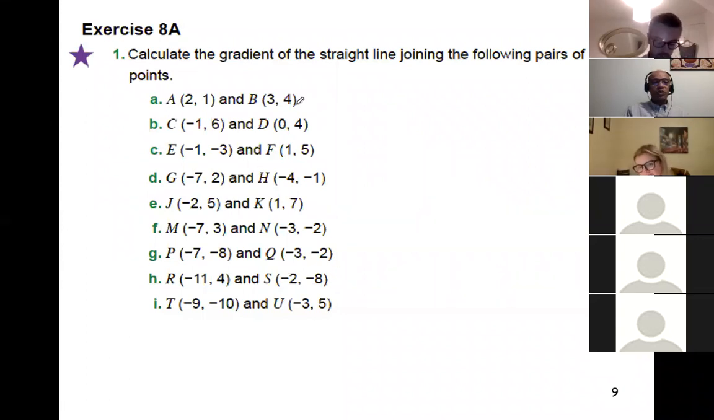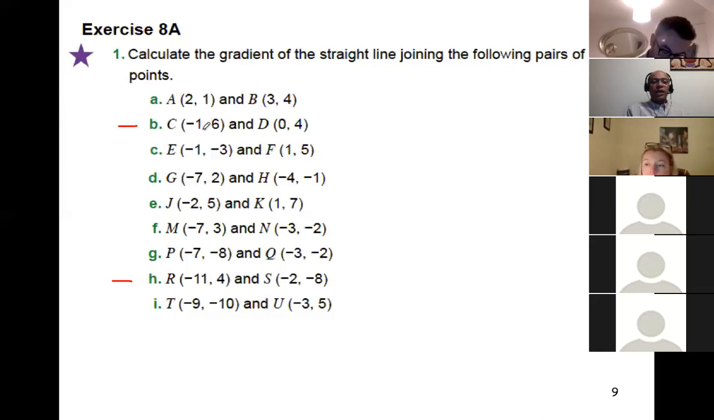Okay, so calculate the gradient of the straight line joining the following pairs of points. So we're going to do a couple so that you can do the rest. So let's do an easy one. Usually those exercises go from the easiest to the hardest, and we do a kind of hardish one towards the end. This shouldn't be that hard.